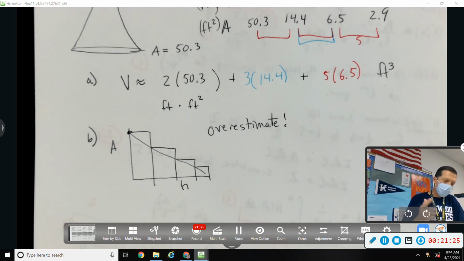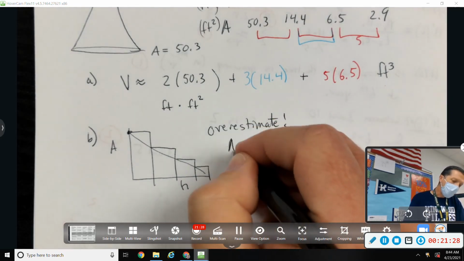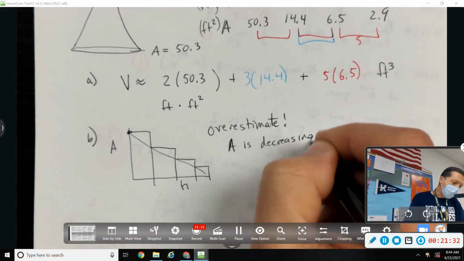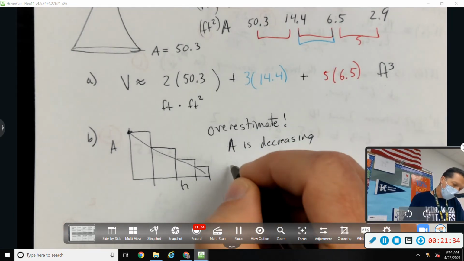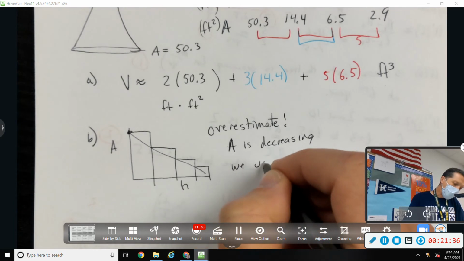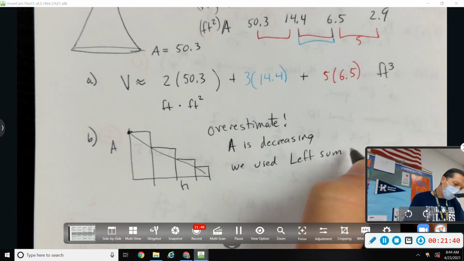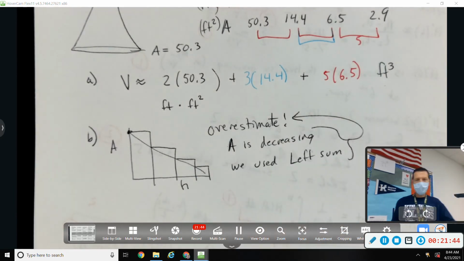Okay, the function is decreasing, or area is decreasing, and we're going from the left. That's all you need to say. Area is decreasing, and we used a left Riemann sum. So the combination of those two things means we got an overestimate. So yeah, you looked at it and you knew it, but describe what you were looking at. You were looking at a decreasing function and a left sum, which meant you were going to get an overestimate.